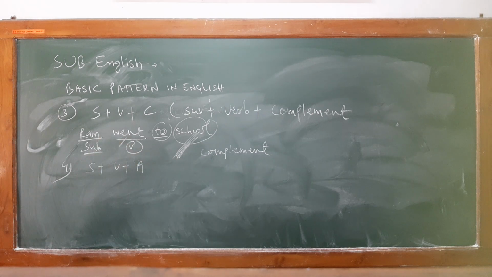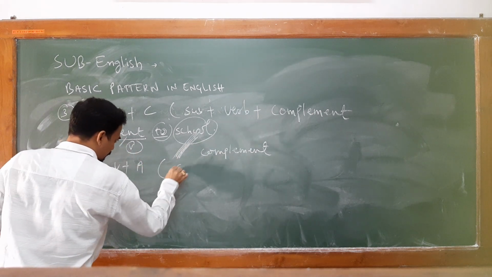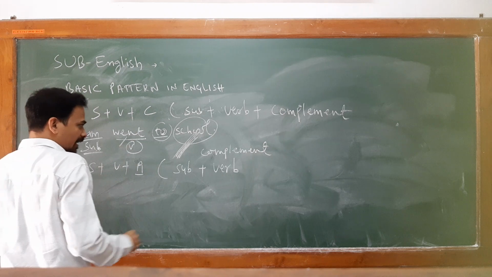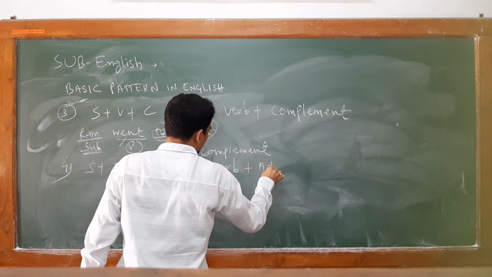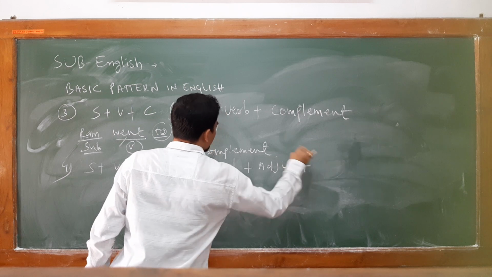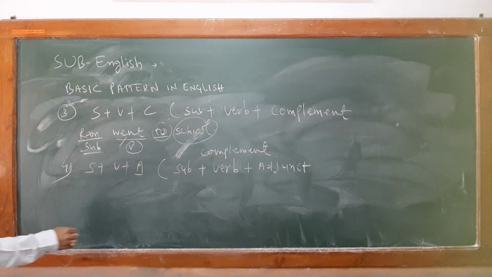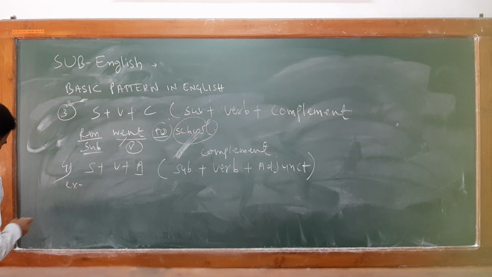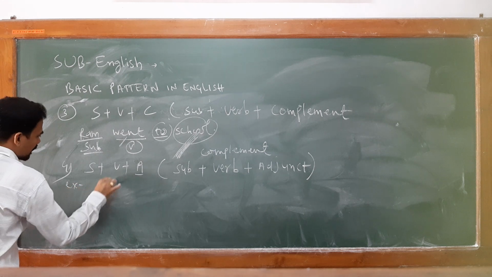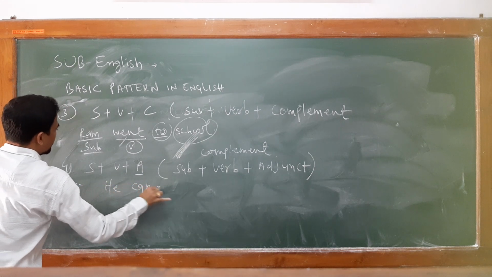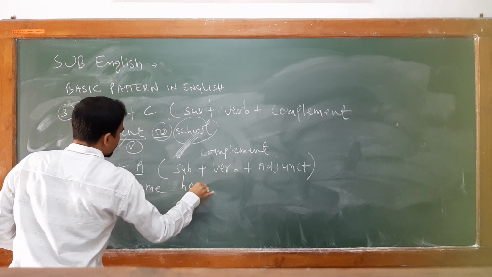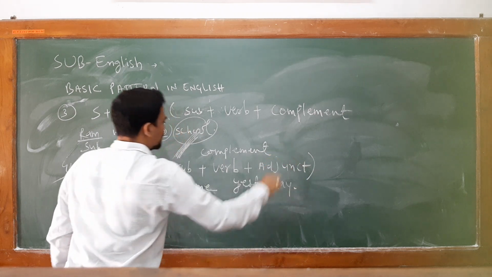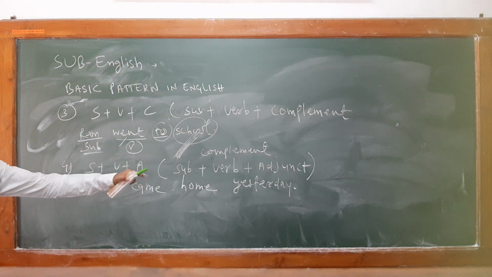SVA. Now I am writing the plural S, again subject plus verb, and what is A? A stands for adjunct. ADJUNCT, adjunct. Now I am telling you what is an adjunct. Example, you say: he came home yesterday. He came home yesterday.